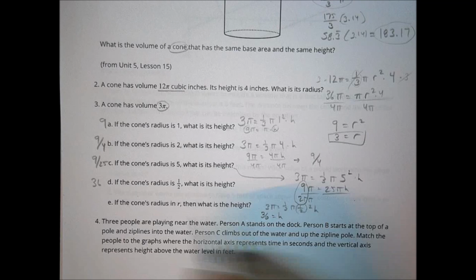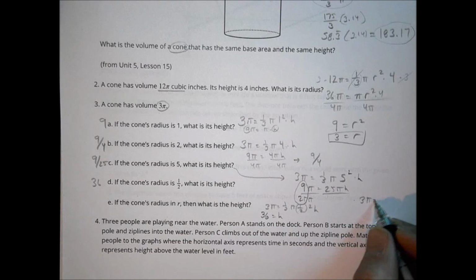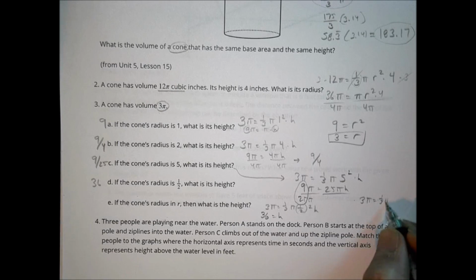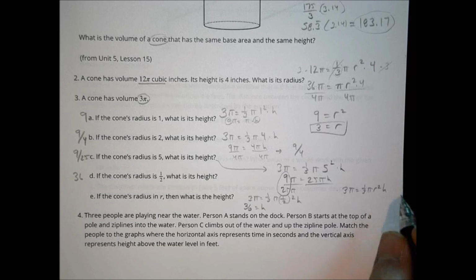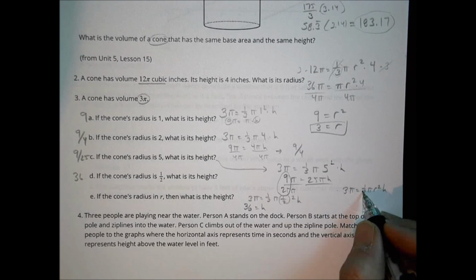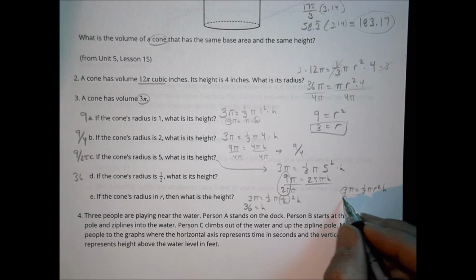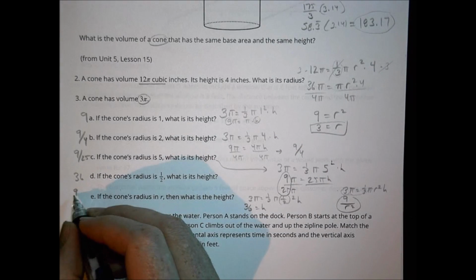And the last one, if the cone's radius is r, what is the height? It's going to look like this: 3 pi equals 1/3 pi r squared h. We're going to leave the height over there. Multiplying 3 times 3 becomes 9, so you have 9 pi. The pi's are going to cancel. So it'll be 9 divided by r squared. So h equals 9/r squared.